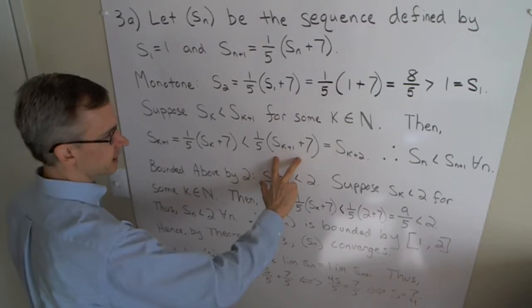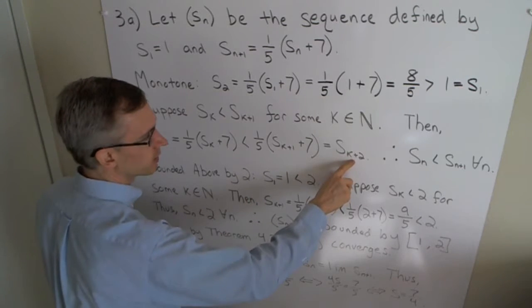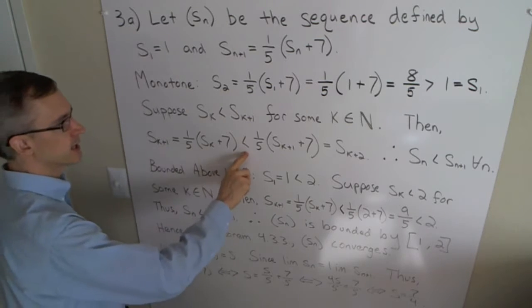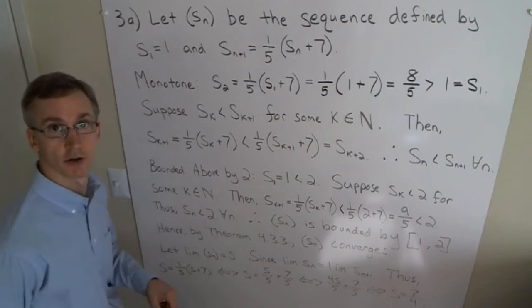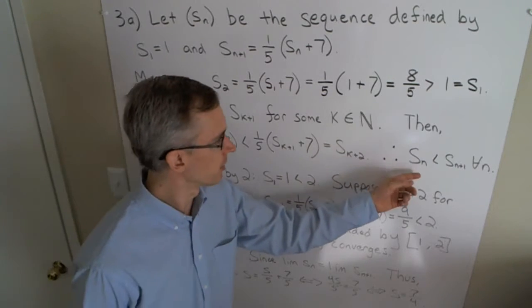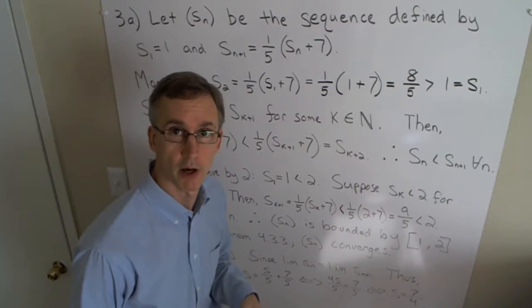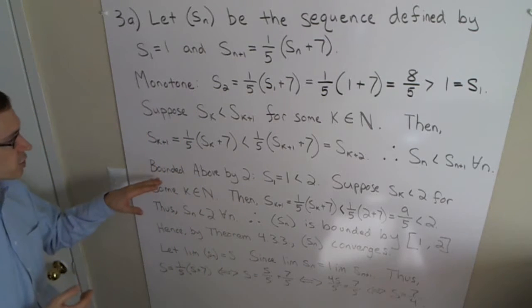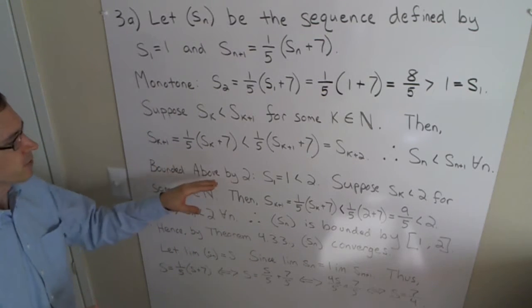And then this is the expression for S sub k plus 2, therefore showing that S sub k plus 1 is less than S sub k plus 2. Therefore, S sub n is less than S sub n plus 1 for all n by induction. Now we're going to show that the sequence is bounded above by 2.